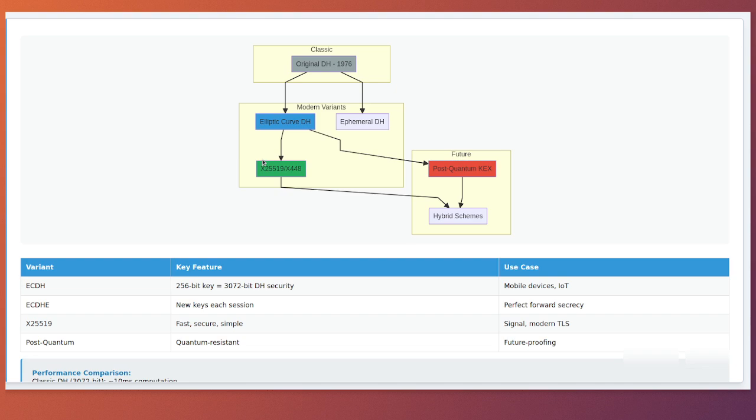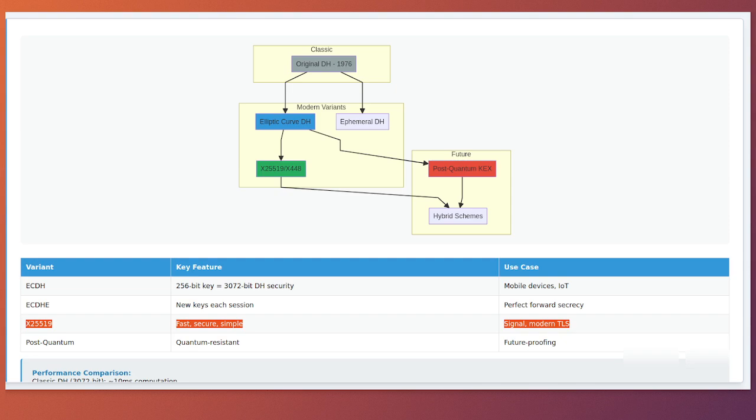X25519 and X448. These are specific elliptic curves designed for Diffie Hellman that offer excellent performance and security. X25519, in particular, has become incredibly popular because it is fast, secure, and resistant to many implementation errors that plague other curves. It is used in Signal, WhatsApp, and many modern TLS implementations.